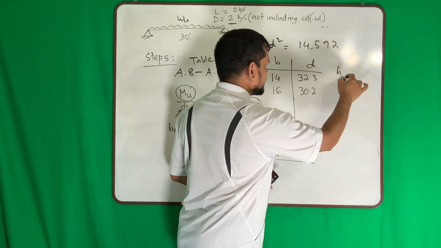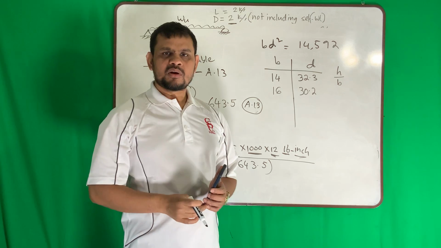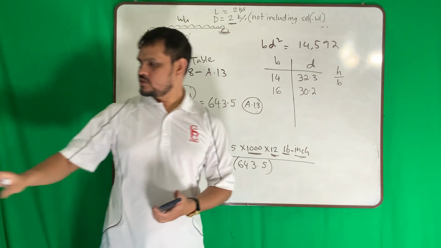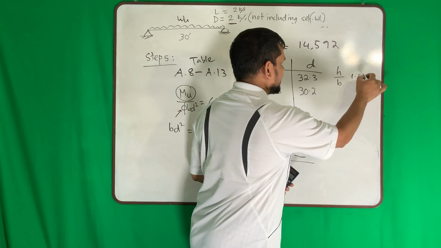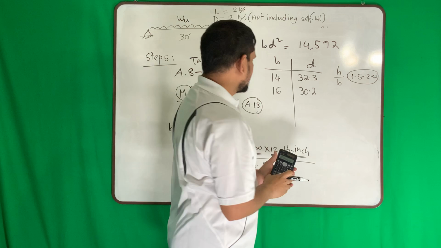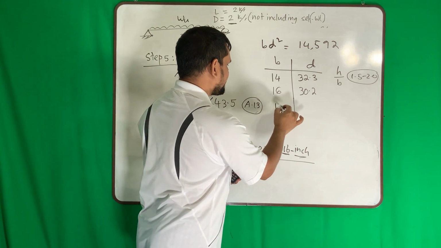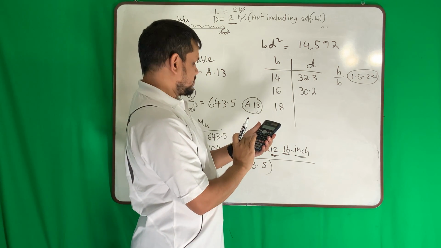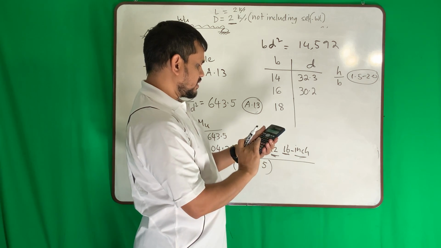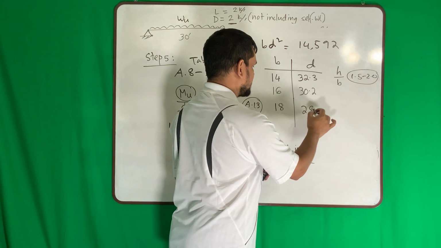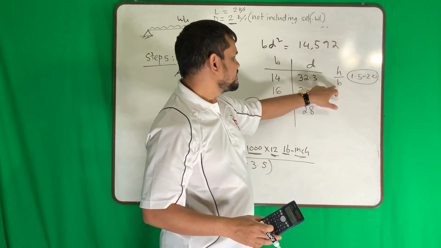Our main target is the H by B ratio. The H by B ratio should be within 1.5 to 2. Let me see. Okay, it should be good. What about other combinations? If B is 18, 14,592 divided by 18, square root, 28. Now we get that. Now it is D and H by B ratio.